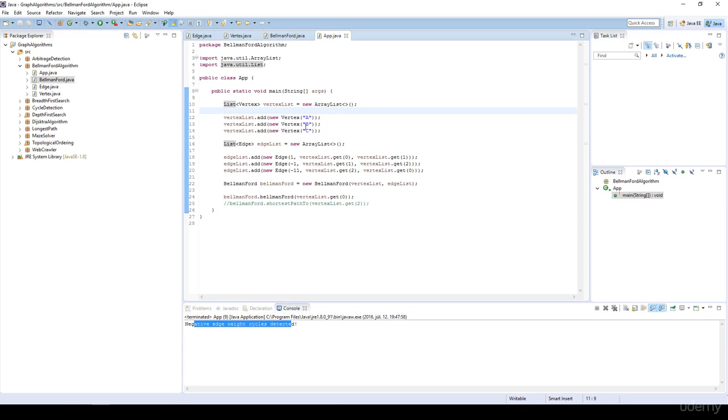As far as I am concerned, I think that it is a very important application of the Bellman Ford algorithm as far as quantitative finance is concerned, but the algorithm itself is very beautiful. So that's all about the implementation.